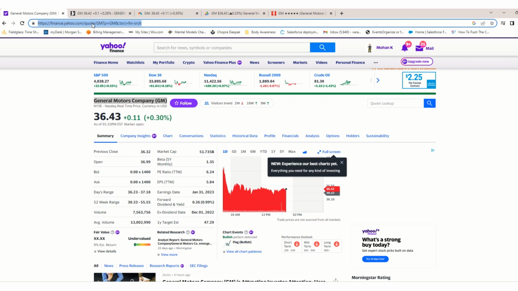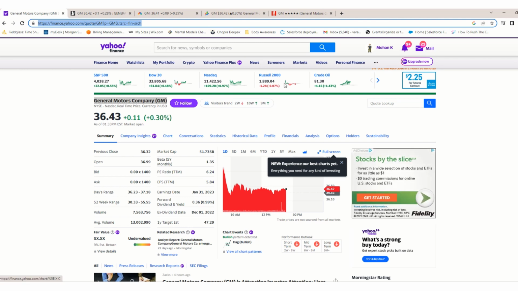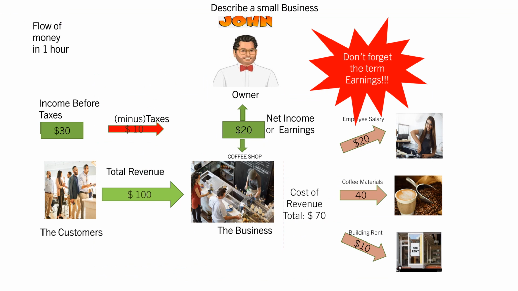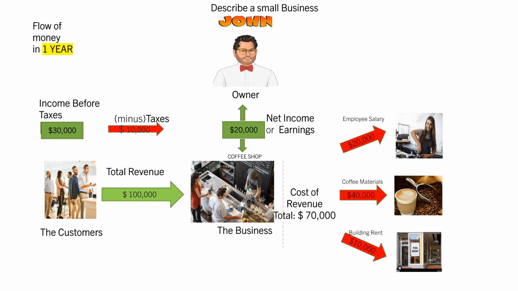If you remember, in our previous Chapters 2 to 4, we discussed three important financial documents that every business has. They are the income statement, cash flow statement, and balance sheet. In Chapter 2, we discussed John's small coffee shop and the flow of money in 1 hour. We converted the flow of money from 1 hour to 1 year.